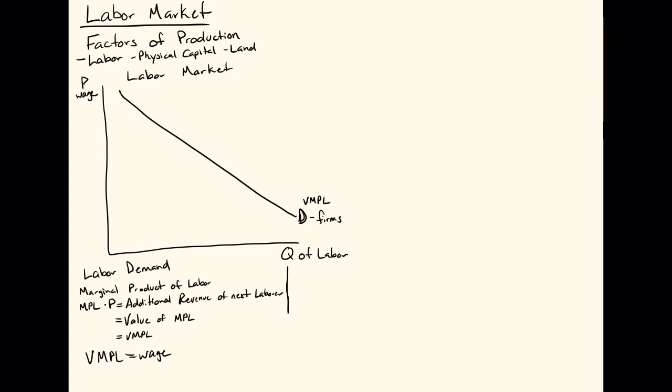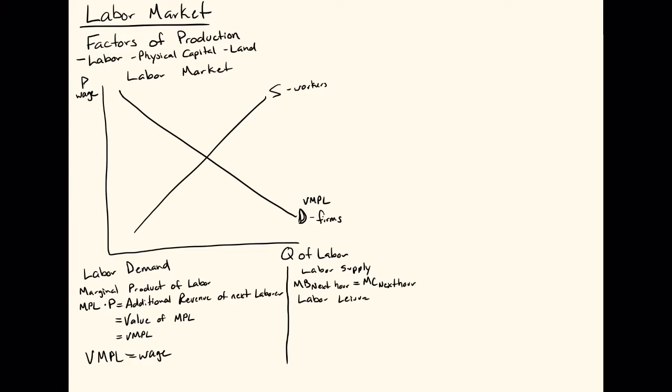The labor supply curve is determined by the workers. Workers must undertake the same calculation and will continue to supply labor until the marginal benefit of the next hour of work equals the marginal cost of the next hour of work. We call this the labor-leisure trade-off. The marginal benefit of the next hour of work is the wage.